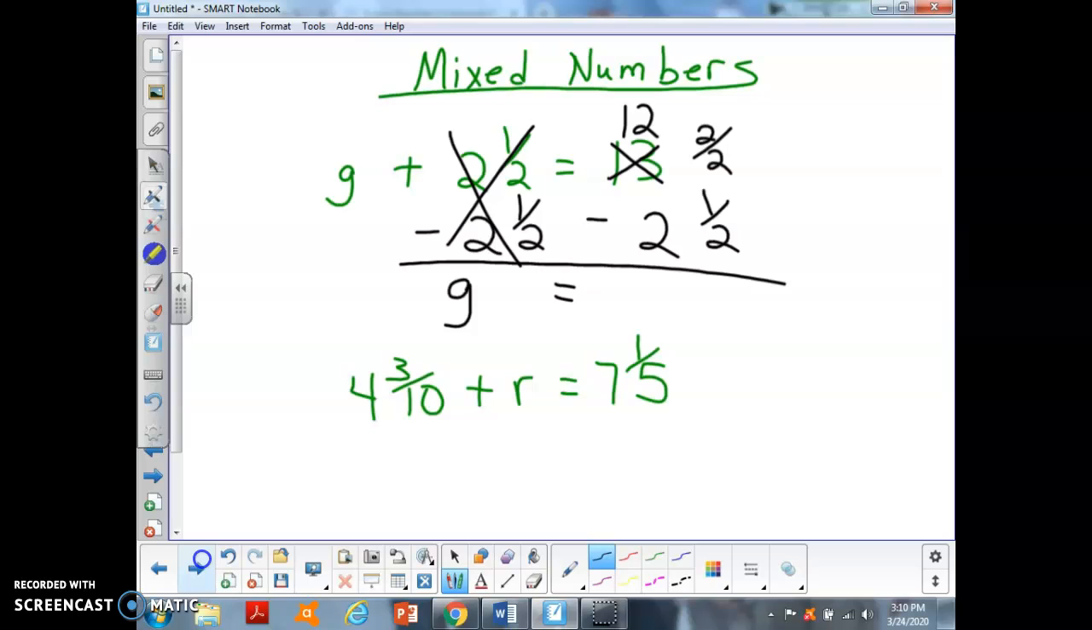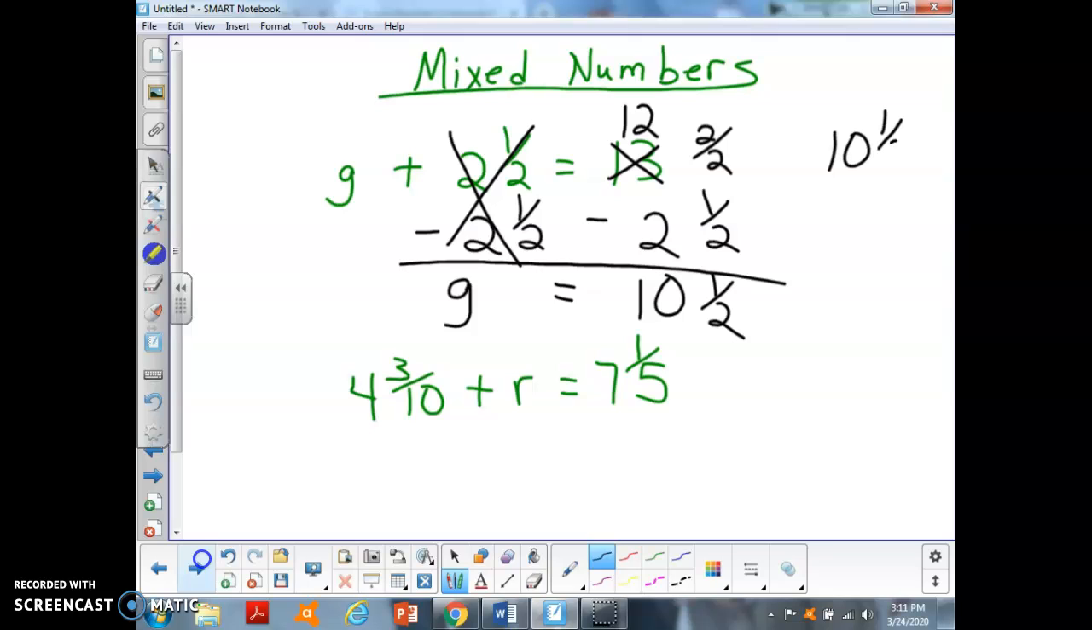So now I have that 12, 2 over 2 is the same thing as 13. We haven't changed the amount. That number stays the same. Still equal in value. But I can subtract. 2 minus 1 is 1. The denominator stays the same. 12 minus 2 is 10. My unknown variable g actually was 10 1/2.